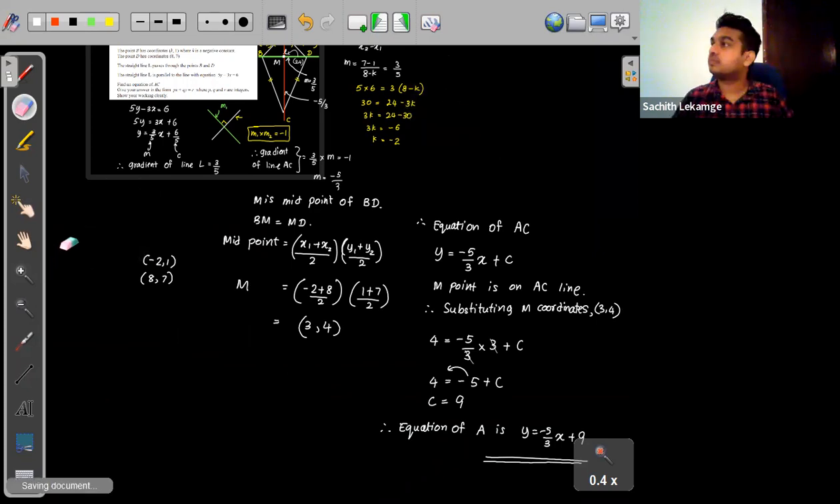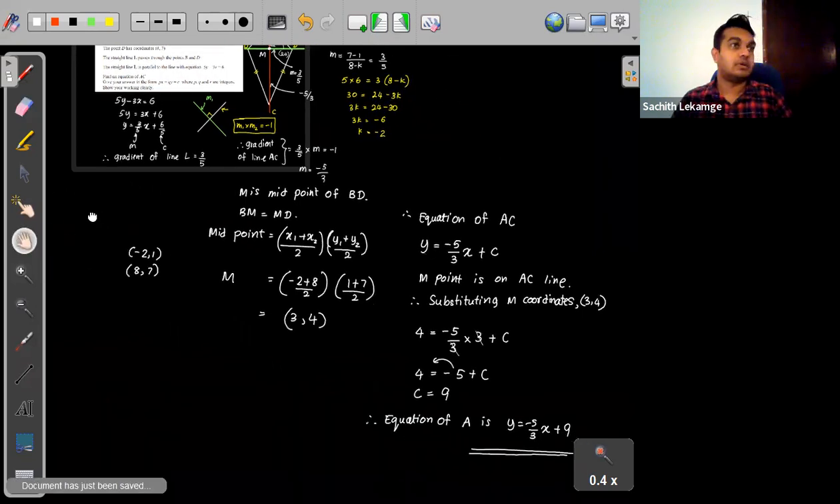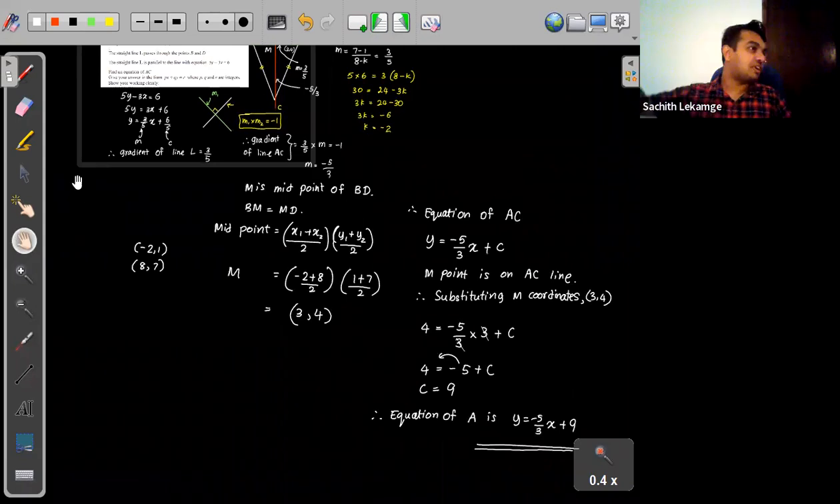Copy done. Shall I zoom it up? Is it okay if I share the PDF? Yeah, you can copy it. We can save the time. Make sure you go through it, please.